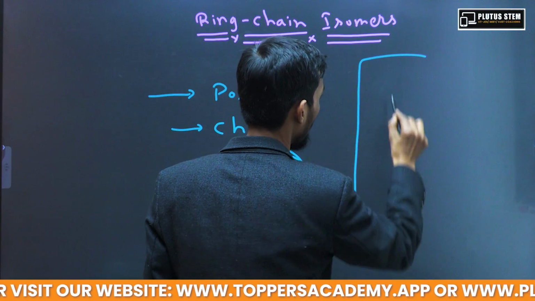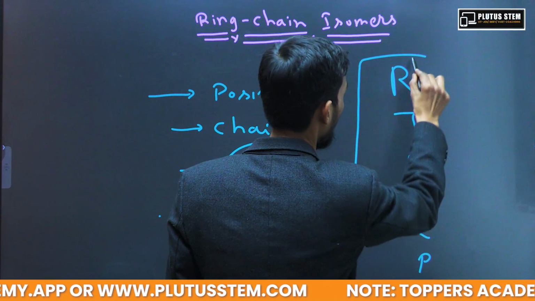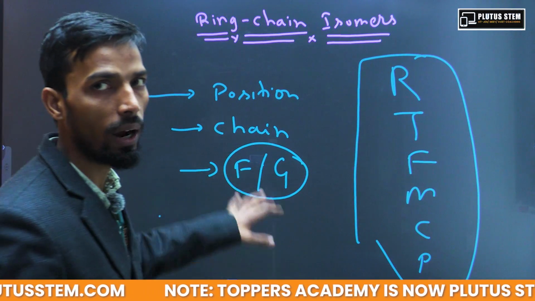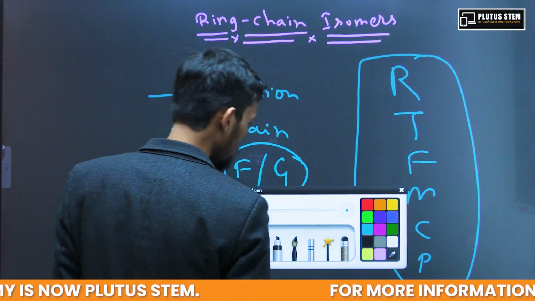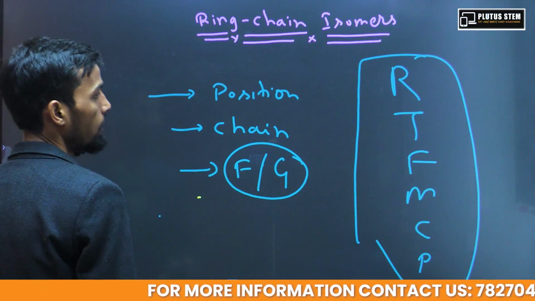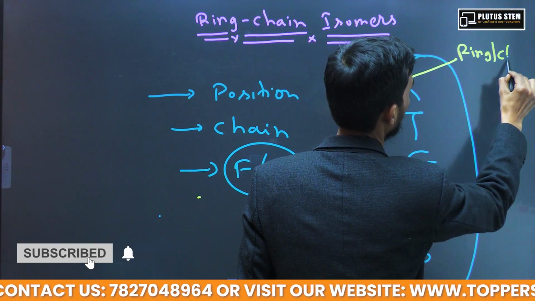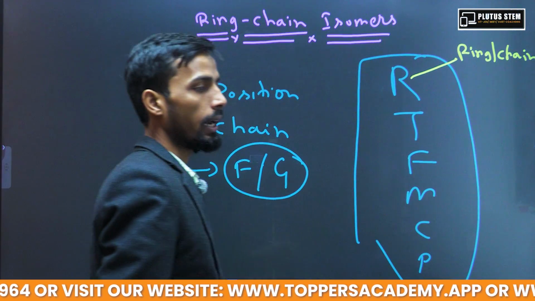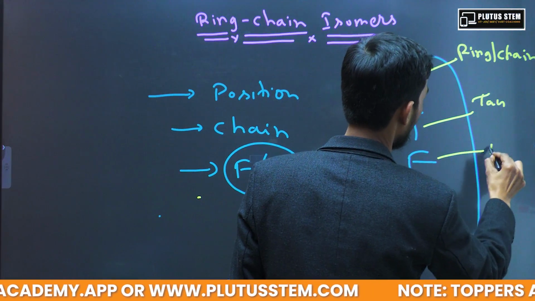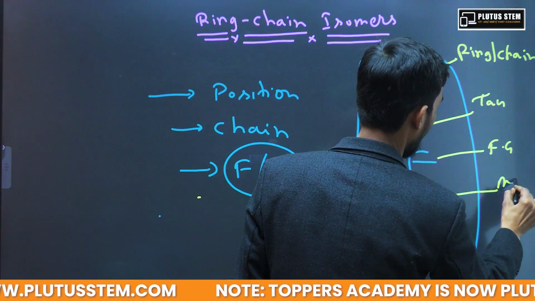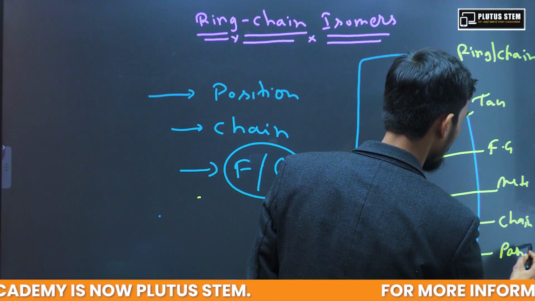Before moving further, I want to tell you RTF MCP. I have already told you this while I was telling you about isomerism. So what is this? This is ring chain isomers, this is tautomers, this is functional group isomer, metamers, chain isomers, and position isomers.